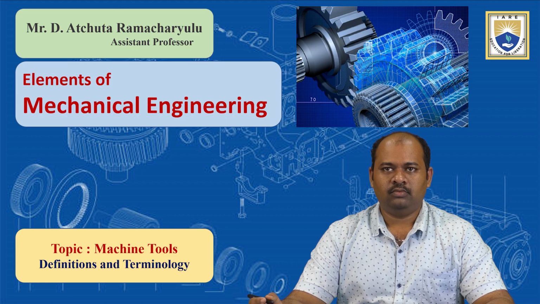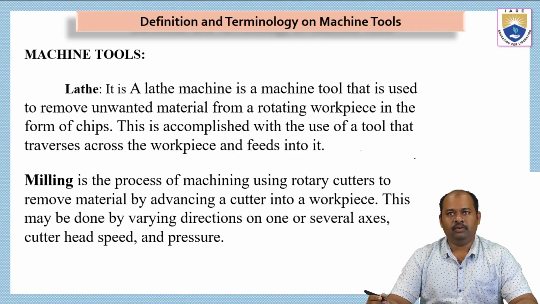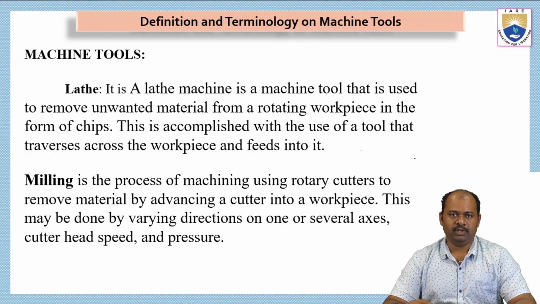In this lecture, we are going to see some definitions and terminology that are related to machine tools. So first of all, what is a machine tool? There are two types of machine tools which we are going to study in this topic. The first one is lathe machine. So lathe machine is a machine which is used to do different machining operations on any kind of metal pieces.